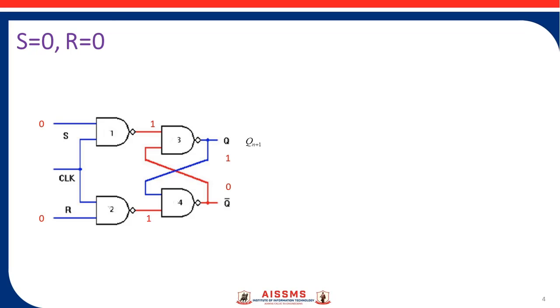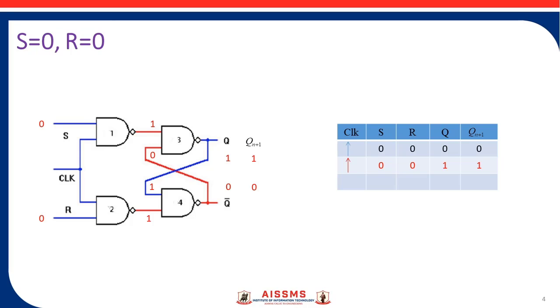Both the inputs are 1, so the output is 0. This 0 is given to the input of the third NAND gate. Any one input is 0, so the output of the third NAND gate will be 1. This 1 is given to the input of the fourth NAND gate. The output of the fourth NAND gate will be 0. Here we can say that whatever value of Q we put, we get the same value in the next state. So this state is called the no change state. So S equals 0 and R equals 0 is called the no change state.